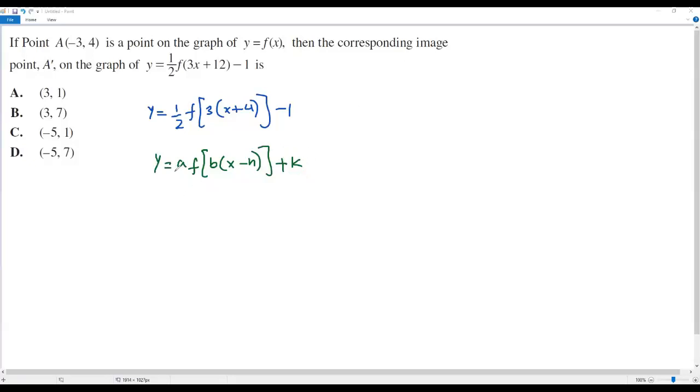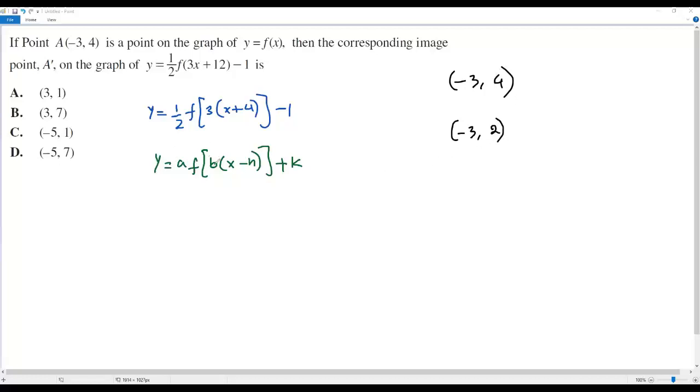Okay, in our problem, in the place of a we have 1 half. Since the value of a is between 0 and 1, because 1 half is between 0 and 1, there is a vertical compression by a factor of 2. So to apply this transformation on the basic function, let's take the point negative 3, 4 on the basic function. To apply the vertical compression by a factor of 2, I have to multiply the y coordinate by this value 1 half. So then I'll be getting negative 3, and 4 times 1 half is just 2.